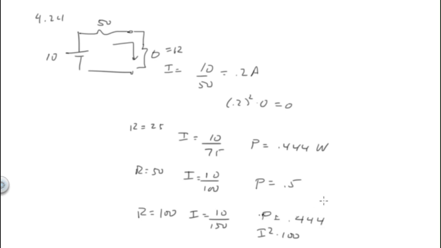It's 0.44. So you see the maximum is where this is equal to this. In other words, this is equal to that. And that proves, again, the maximum power law.